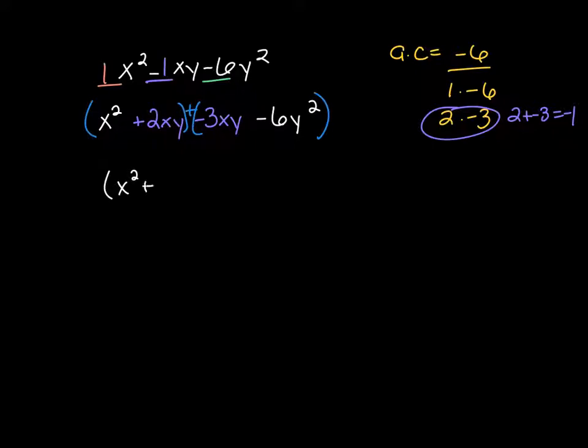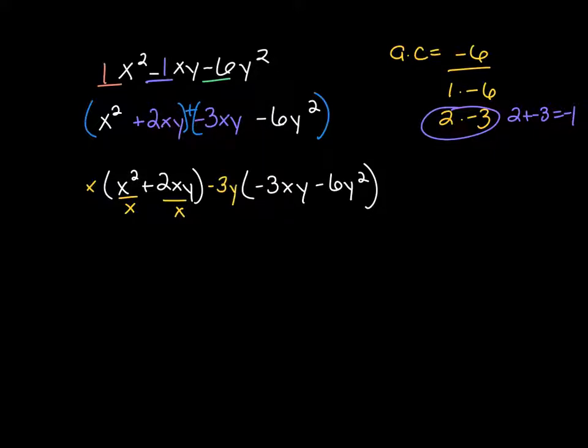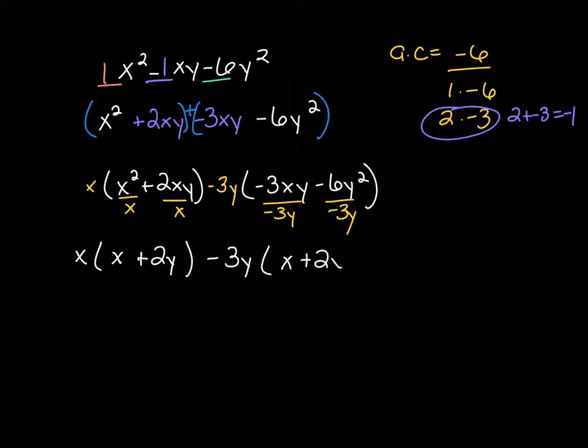So our first group, x squared plus 2xy, my common factor is x. And then for the second group, minus 3xy minus 6y squared, my common factor is minus 3y. So we need to divide them both by -3y. That way we can get them back to positives. So now I have x plus 2y minus 3y, and x plus 2y. So again, we can see our common factor is x plus 2y.